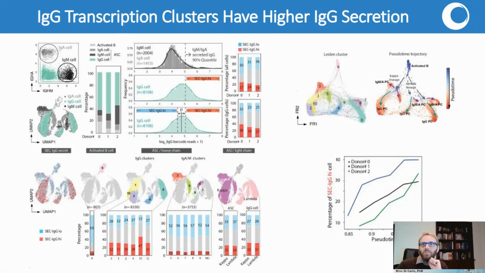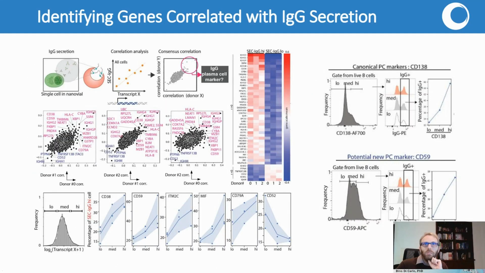You can do some pseudotime analysis, and you start to see that as pseudotime increases, as the cells become more differentiated to plasma cells, the number of IgG barcodes increases, so that they secrete more. And then you can start to analyze what are some of the genes that are correlated with this high IgG production, and maybe identify new markers for plasma cells.